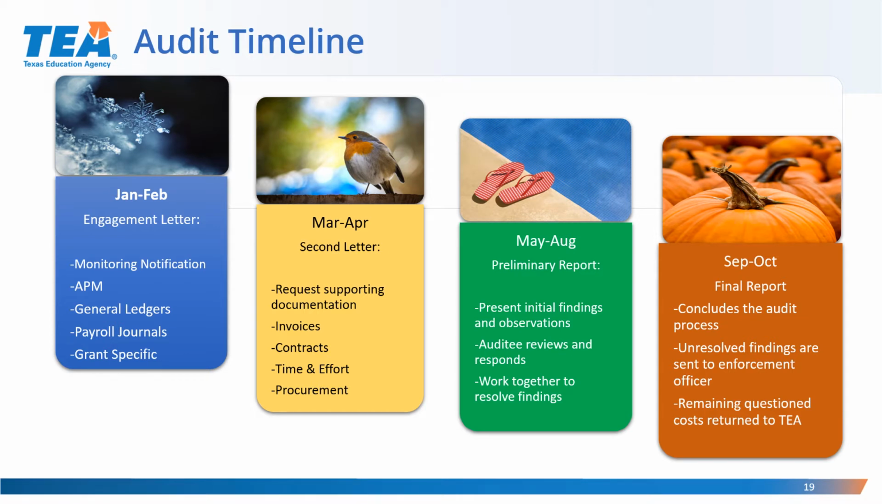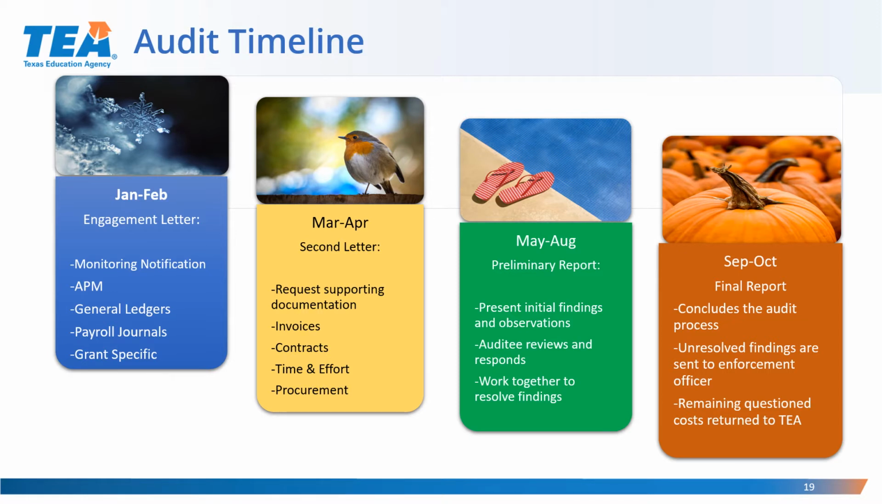Our audit timeline begins usually in January and February with an engagement letter that includes the monitoring notification, a request for the Administrative Procedures Manual, general ledgers, payroll journals, if applicable, and any grant-specific information. From that, our auditors then put together and issue a second letter sometime in March and April where we request specific supporting documentation such as invoices, contracts, time and effort documentation, and procurement contracts to support items that we plan to test.